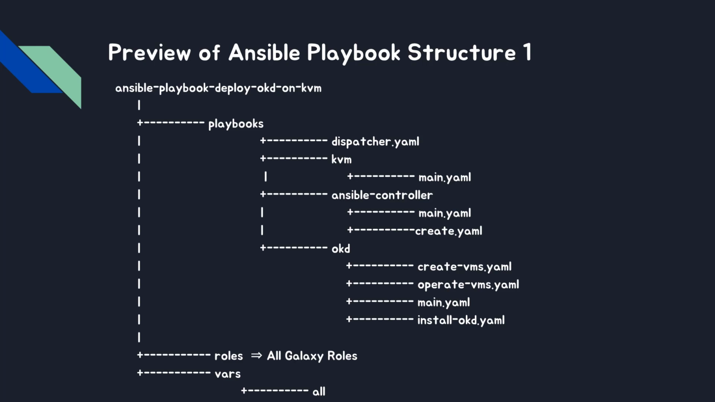The last one is install-okd.yaml. Why did I separate this YAML file from the main YAML file? Because sometimes we already have VMs and I just want to install OKD. In this case, we can just call that specific playbook. And there are roles, and we will implement all roles and make them Galaxy roles at the end. And there is vars. We need variables for this Ansible playbook, and we will use the all file to set it up for Ansible Galaxy roles.